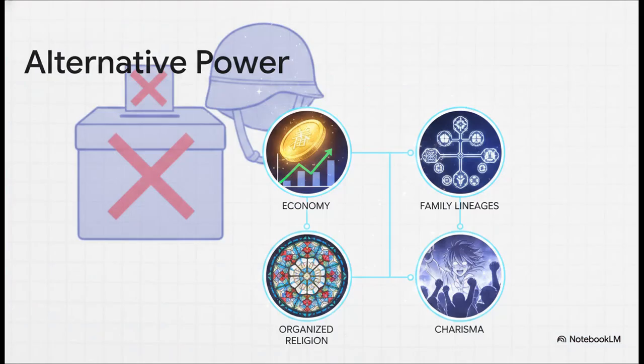But the state isn't the only power player on the board here. Sociological insights reveal that alternative sources of political power are embedded literally everywhere in our society. It's not just politicians. Power stems from the economy, family lineages, organized religion, and even, honestly, just pure, raw personal charisma. Analyzing these hidden alternatives is exactly how sociology exposes the true behind-the-scenes mechanisms of power.